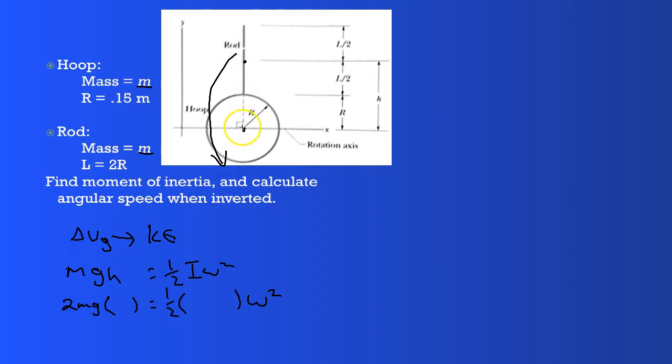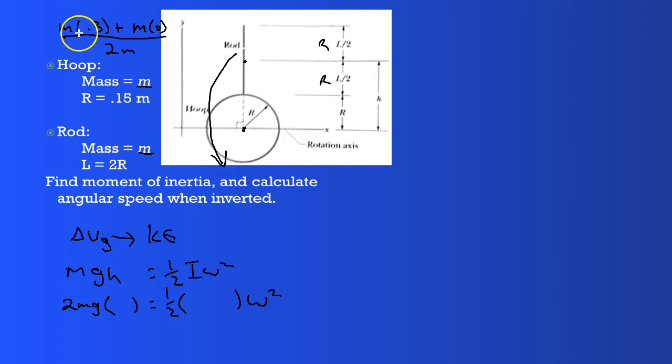So if we do the center of mass calculation here, the rod has a mass m located a distance away of h, which is r plus L over 2, or this is r and this is r, so it would be 2r, and r is just equal to 0.15, so that would be times 0.3 for that one. This one has mass m and it's located at a height of 0, and we'll divide it over by a combined mass of 2m.